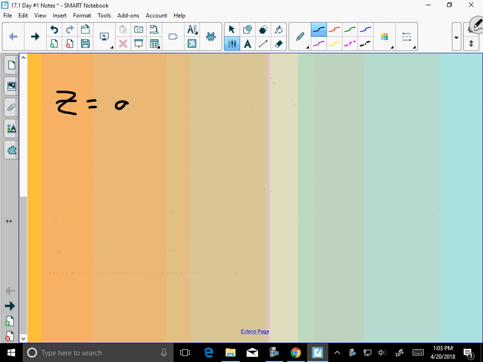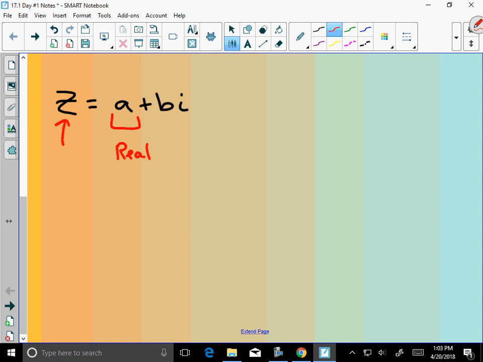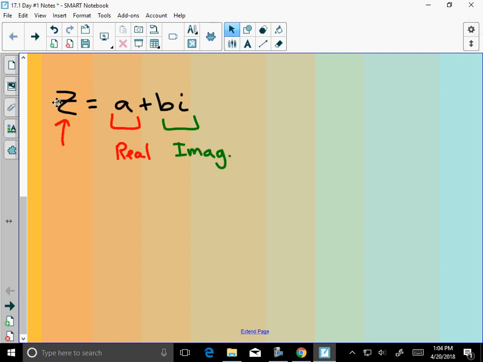Well, it comes in this form. You may remember this. Remember that? From higher algebra. You guys did a lot of foiling with complex numbers. So a complex number z has a real portion and it has an imaginary portion. So that could come in this form.